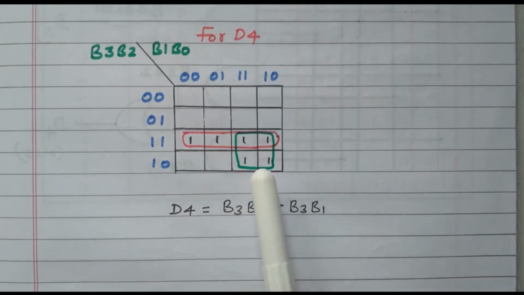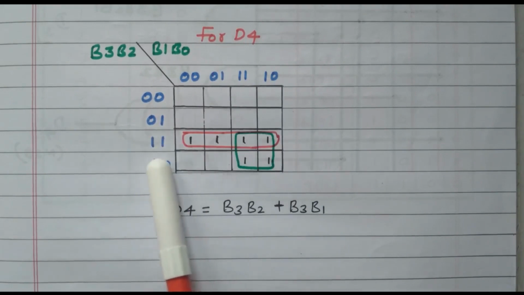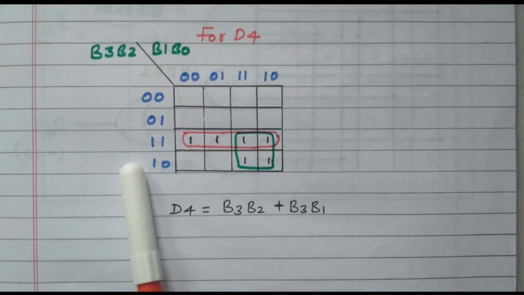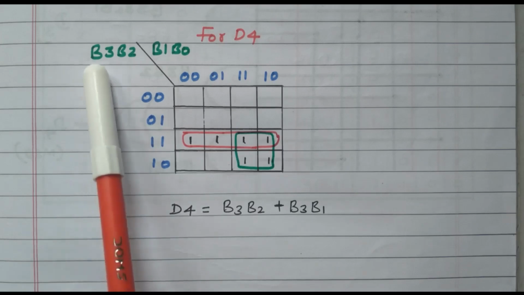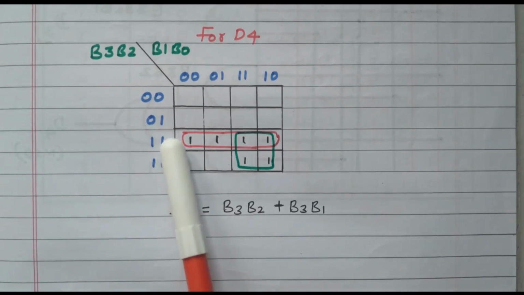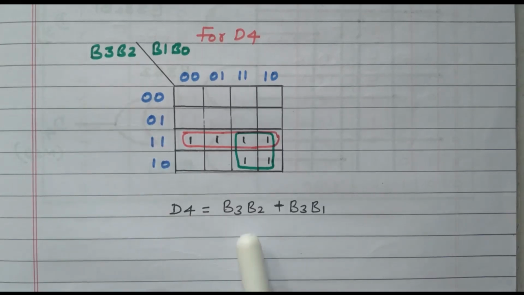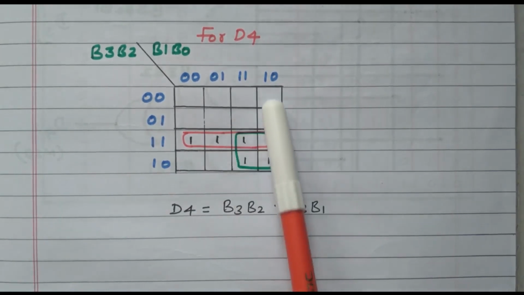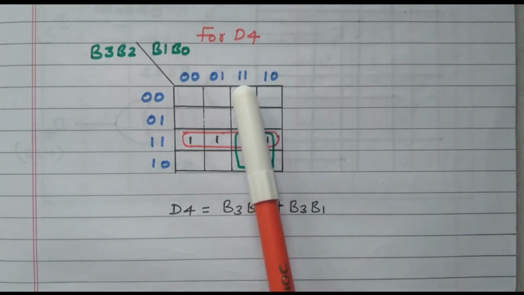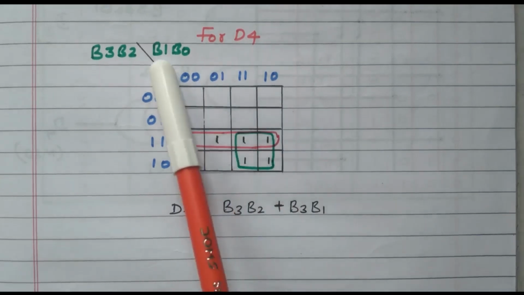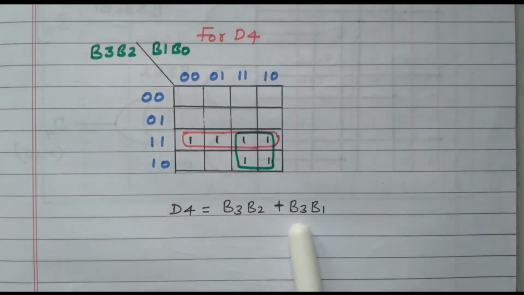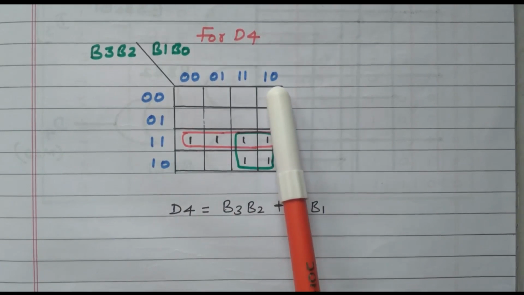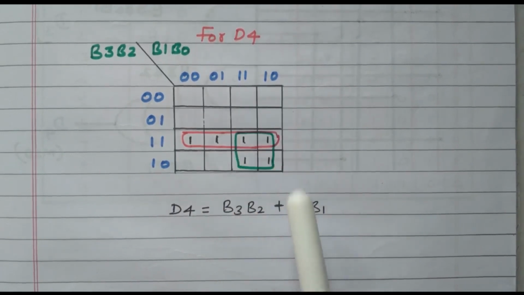While grouping these 4 ones, we have to refer to the third row and fourth row. This first one is available commonly. First one means B3. Second 1 and 0 is there, got cancelled. Similarly, the third column and fourth column: the first one is available, 1 is available commonly. 1 means B1. Right? B3 into B1. The second one has 0 available, so this 1 and 0 got cancelled. So the expression for D4 is B3 B2 plus B3 into B1.